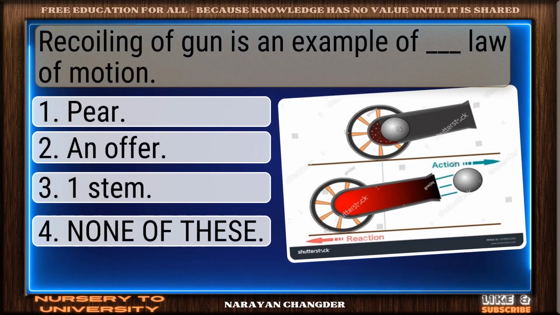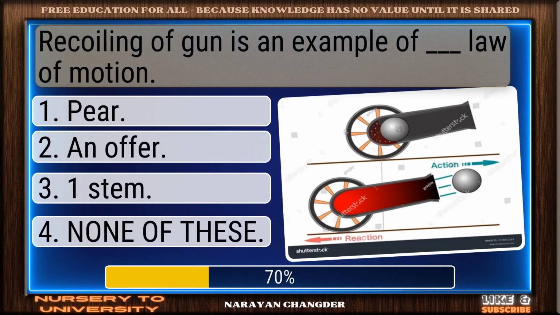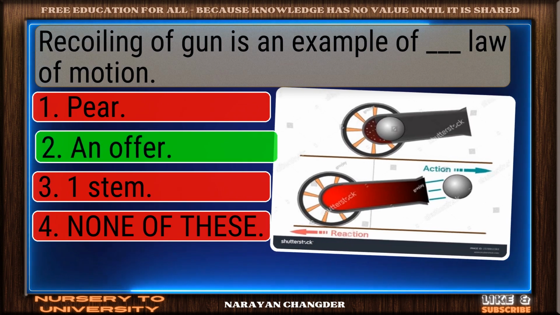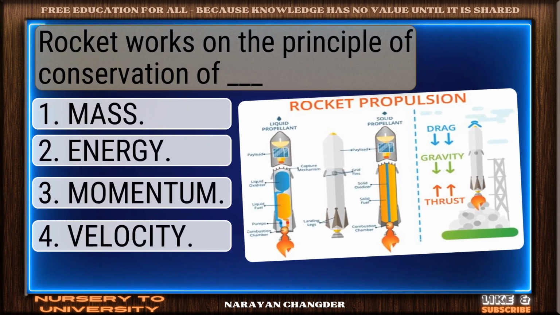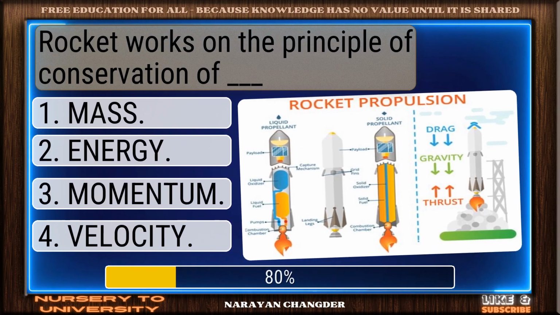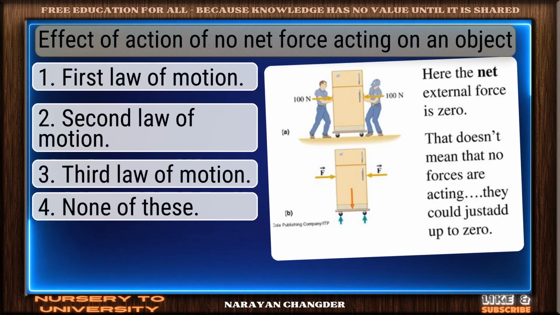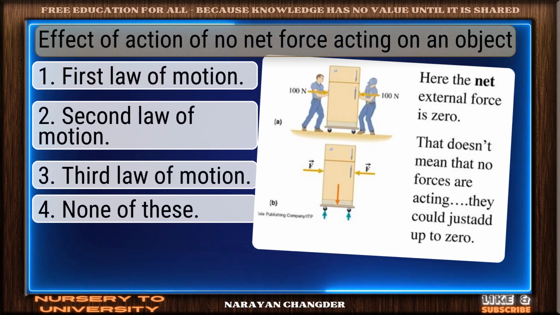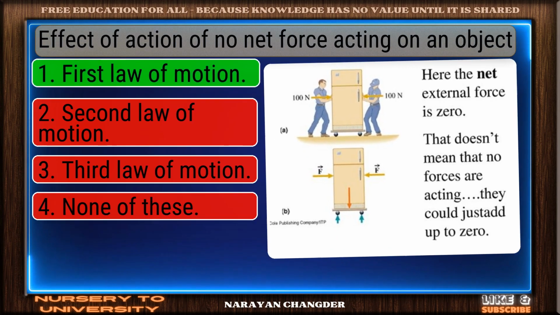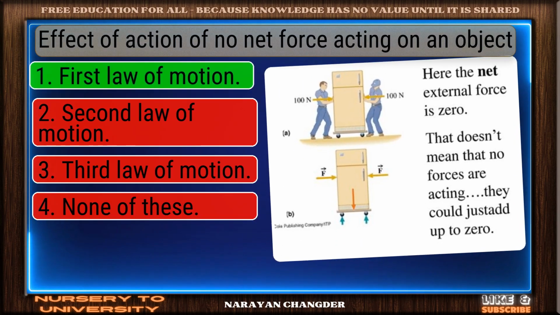Question number 178. Recoiling of gun is an example of dash law of motion. Sharp thinking. Third law is the right choice. Question number 179. Rocket works on the principle of conservation of a dash. Well done. Momentum is the right choice. Question number 180. Effect or action of no net force acting on an object. Excellent. First law of motion is a brilliant choice.